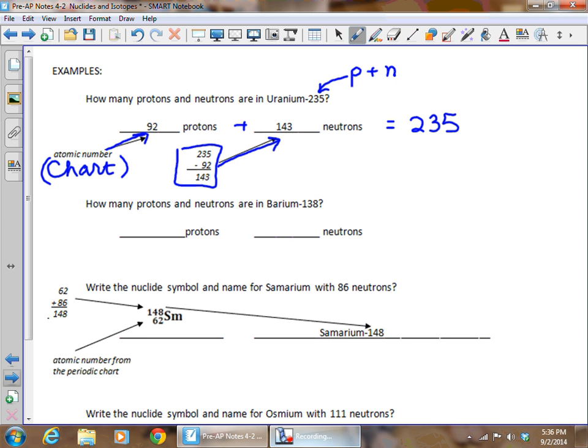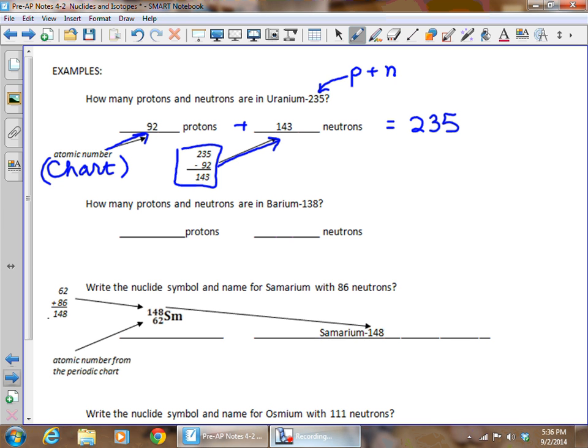So try the next one yourself real quick for barium-138. You'll do much better on all of this math if you will pause it like when I ask you to and try them yourself. It's a quick self-assessment to see if you're getting the information.